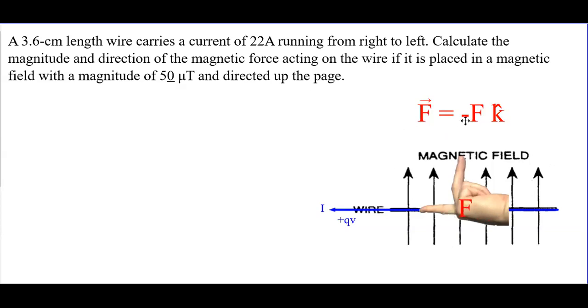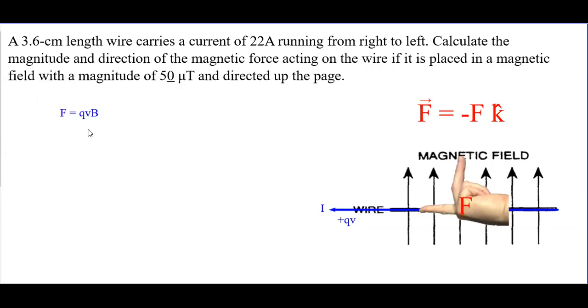I therefore know that my force is going into the page, which is in the negative Z direction, so I'll just call that negative K. So my vector force is whatever my magnitude is going to be from the calculation in the negative Z direction. So denoted that with the negative K unit vector. So I've got my direction.